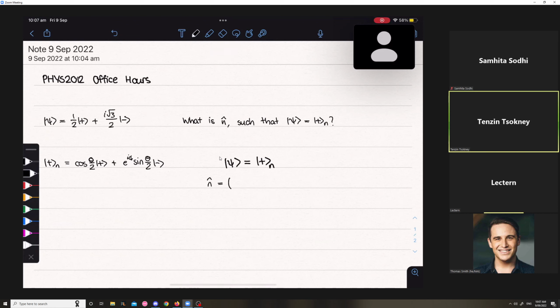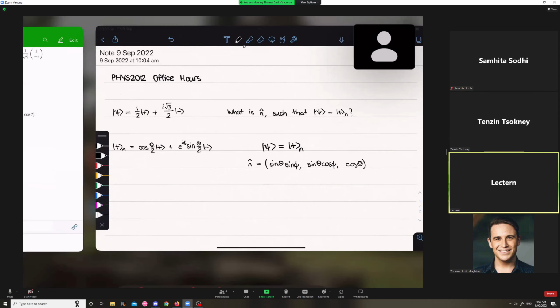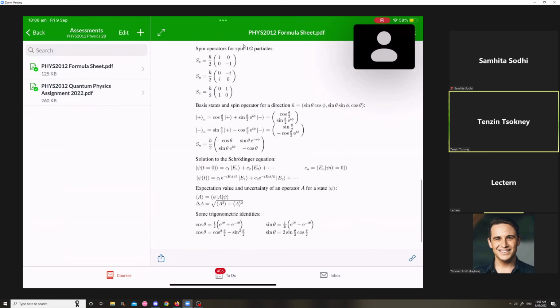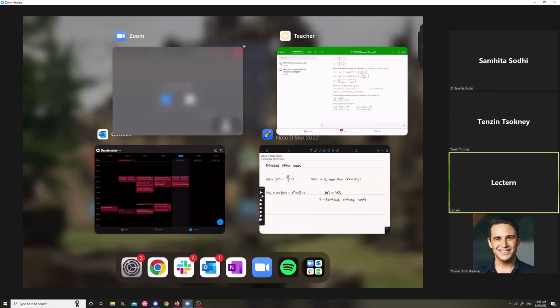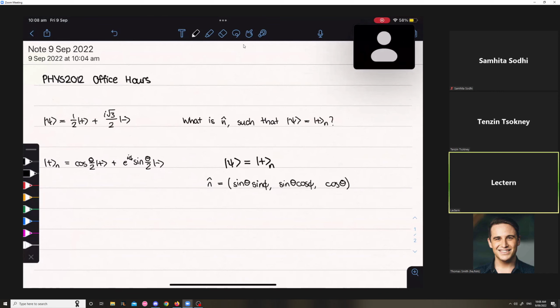We know that n hat is, oh God, now I also have to remember this one. I think it's sine theta cos phi, sine theta sin phi, and then cos theta, because cos theta is the z one. That one's easy. Maybe I should add that to the formula sheet. So essentially this question is asking you to compare those two equations, figure out what theta and phi must be, and then plug that back in and tell me what direction that corresponds to in the end.